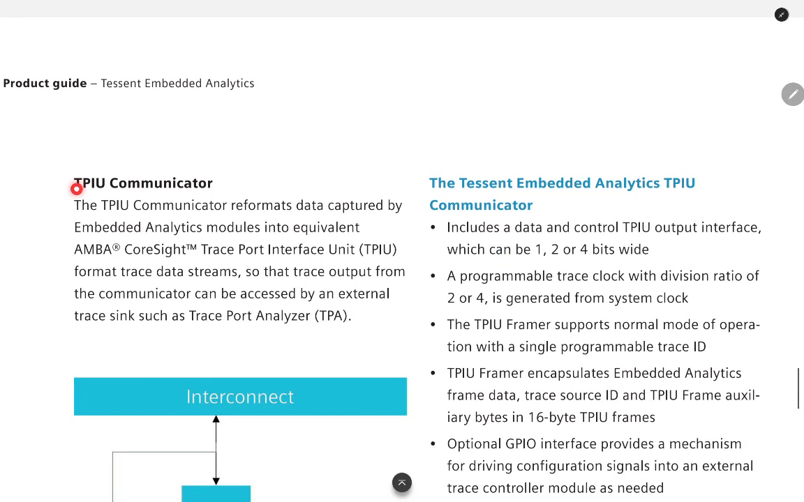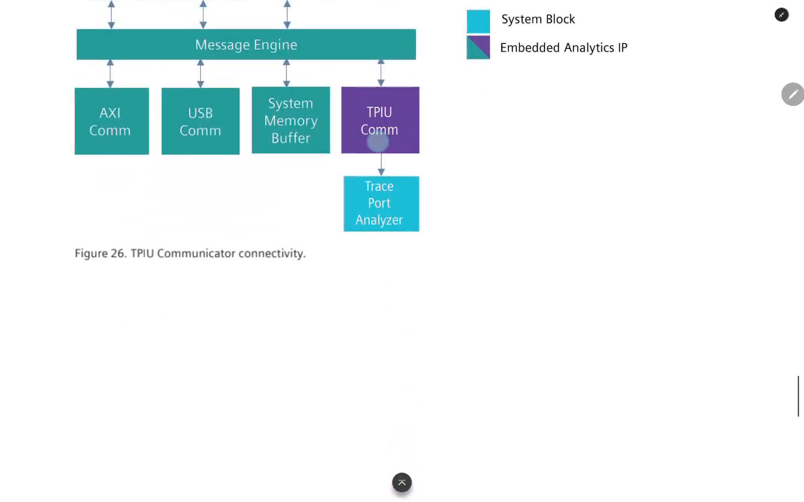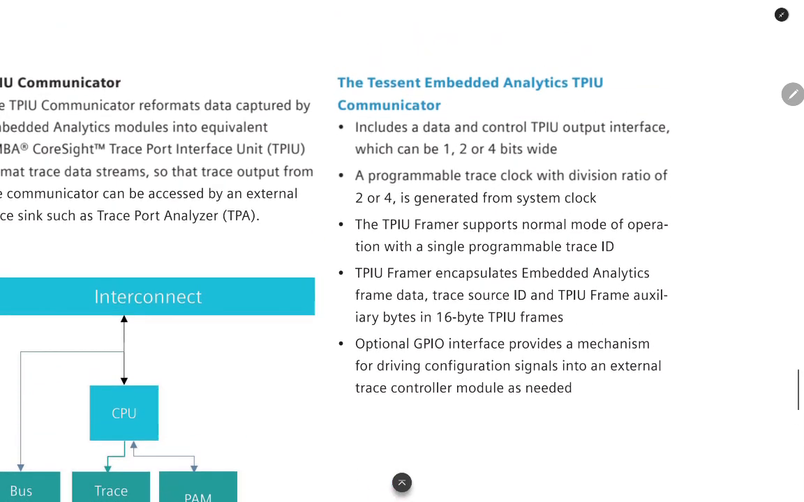So, the TPIU communicator. The TPIU communicator reformats data captured by the embedded analytics modules into the equivalent AMBA CoreSight trace port interface unit TPIU format trace data stream, so that the trace output from the communicator can be accessed by external trace sinks such as the trace port analyzer TPA. Figure 26 is the TPIU communicator connectivity.